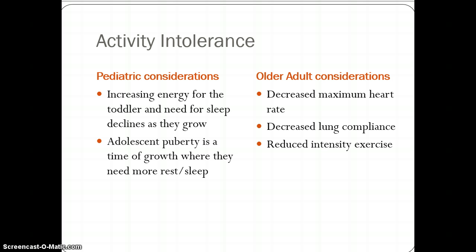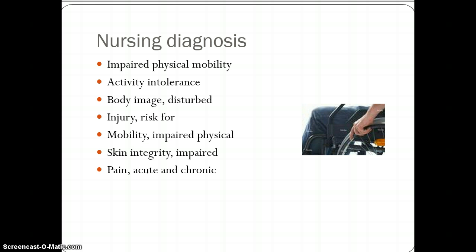Our older adult, decreased maximum heart rate. Many of them, their heart rate slows down, but it isn't pumping effectively. And then the intensity of exercise is not as good as it used to be. They aren't able to exercise as long or as hard as they did before, simply because of changes that go with the aging system. Some of the nursing diagnoses we've been talking about that fit with this, again, prioritize. For me, as I look at this, I would say my number one is probably activity intolerance because it goes with airway.